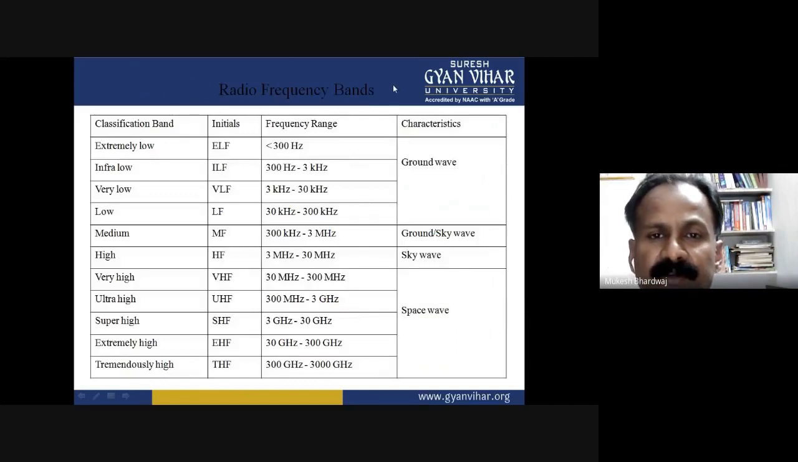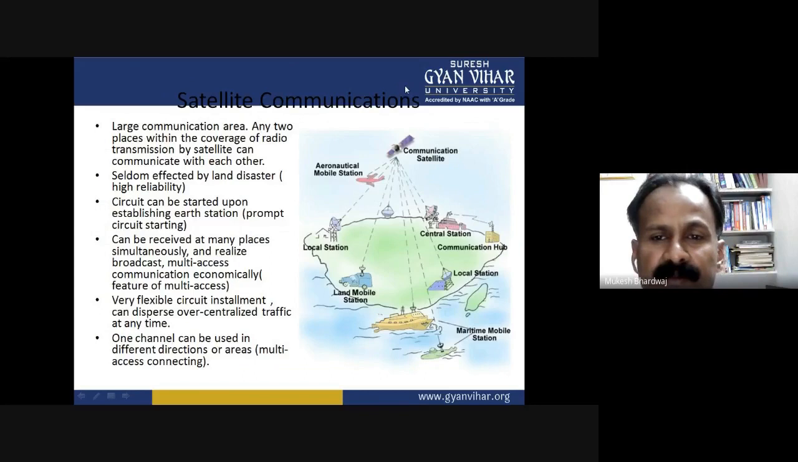These are some radio frequency bands which we already know: extremely low, infra low, very low, low, medium, high, very high, super high, extremely high, tremendously high. These are the characters where they are going to be used: ground wave, ground sky wave, space waves. Satellite communication. So we will take this satellite communication in the next lecture.